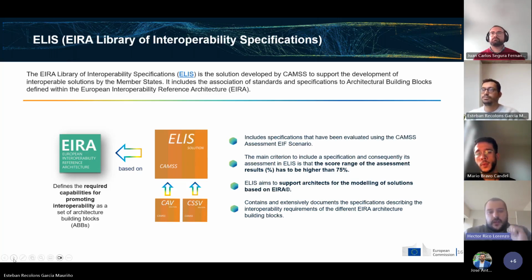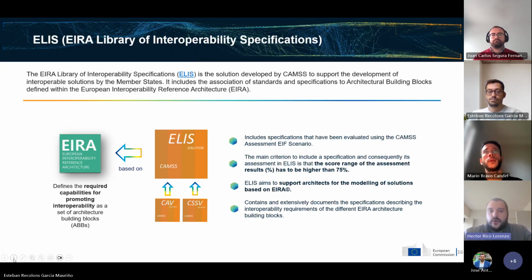The process is that, once we assess specifications, for the specification to keep being recommended in the ELIS catalog, it needs to reach a threshold of compliance with the EIF, which is 75%. If the specification doesn't reach that level, it is not included anymore in the ELIS. So this is the ELIS, which, as I said previously, aims to support the creation of interoperability solutions by supporting architects in modeling their solutions.